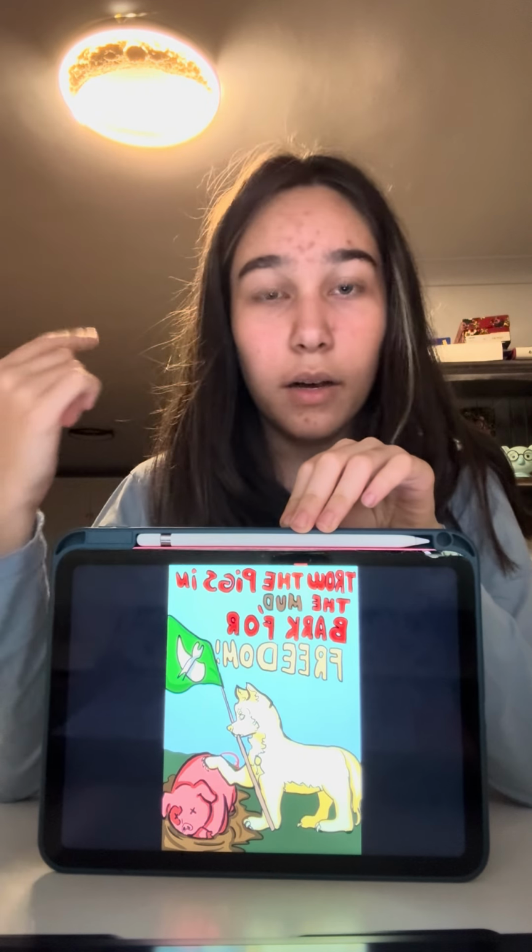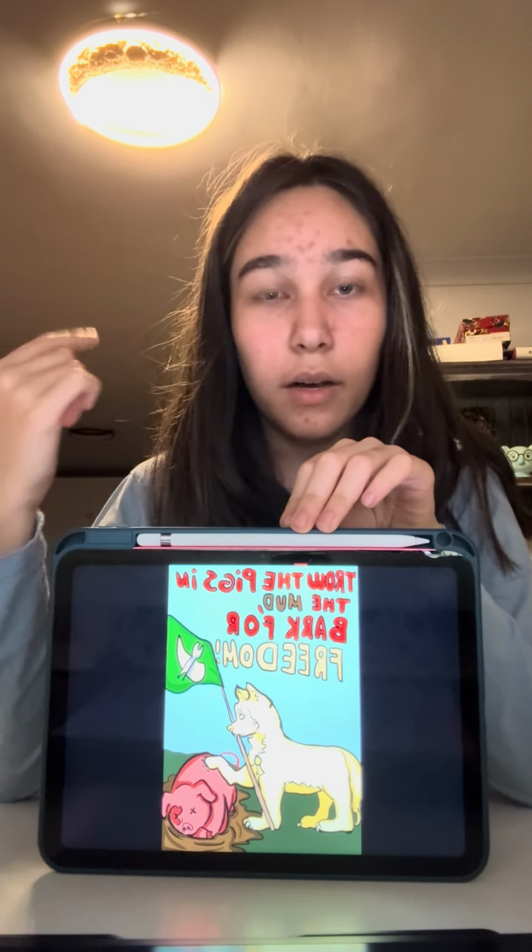First off, I would like to explain the poster and what it means, and then get into the symbolisms of it. As you can see over here, it says, "Throw the pigs in the mud, bark for freedom," as my slogan. And we can also see a dog holding the animalism flag up and the pig in the mud. So I would like to start off by explaining my little slogan first.